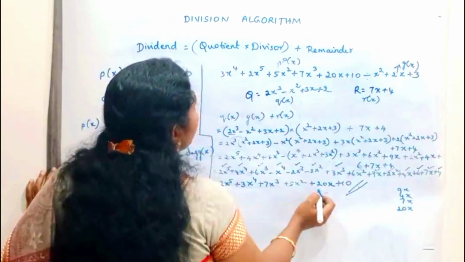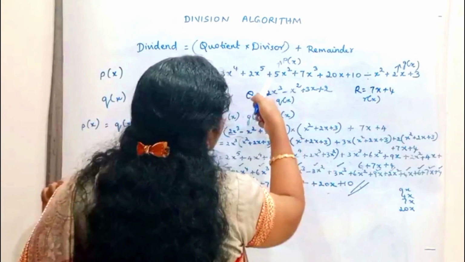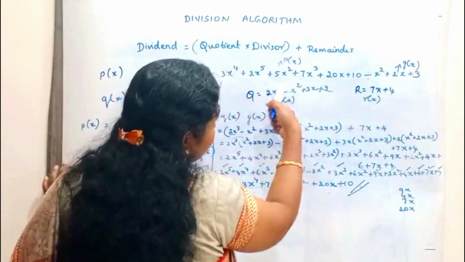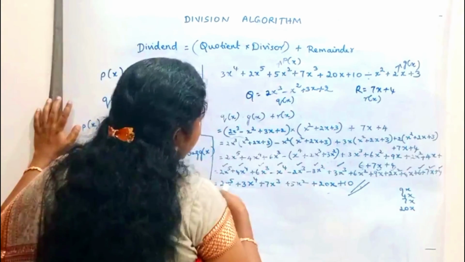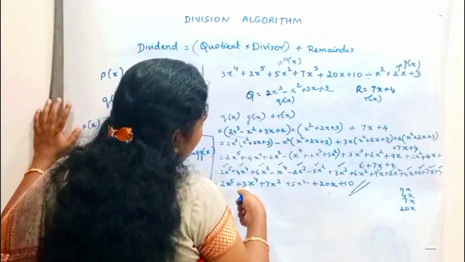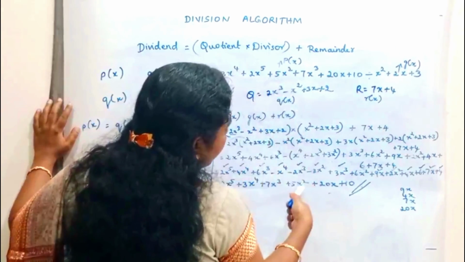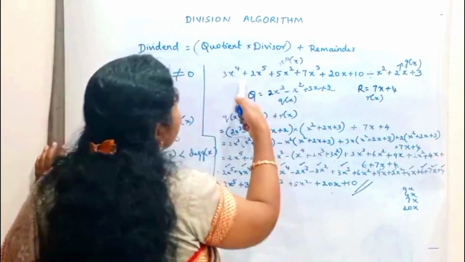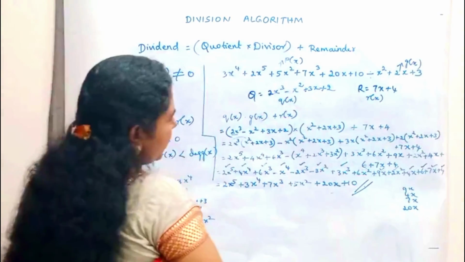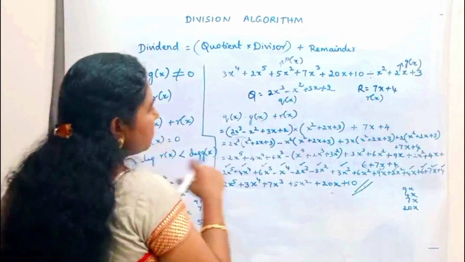This should be equal to the dividend. So we can check. So we have arranged it in the standard form. So no problem. So here it is 2x power 5 and the next it is 3x power 4 and the next it is 7x cube and the next it is 5x square and then 20x and then 10. So we have got the dividend, the same expression. So now this division algorithm works here.